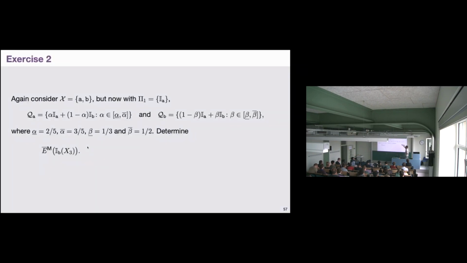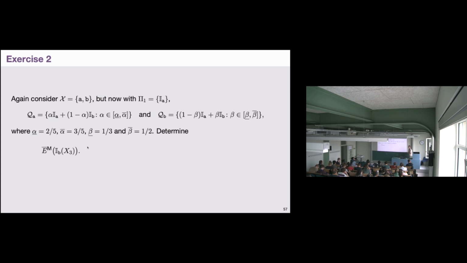Okay, so I have exactly the same setup as before. I'm again going to assume that I know that I start in A. So the set of initial probability mass functions is just a singleton that puts all mass on A. And then for the transition probability mass functions, I have exactly the same form as before: mass alpha on A, mass 1 minus alpha on B. And now alpha can range between 2.5 and 3.5. So we're going to do a numerical example. Same for the transition probability mass functions for B: we can range beta between 1/3 and 1/2.